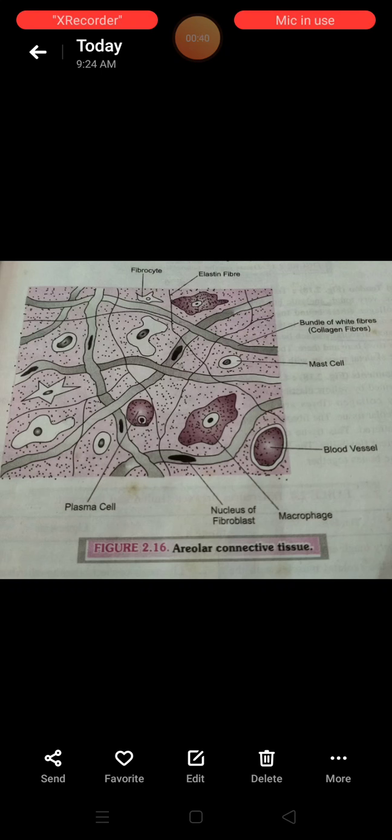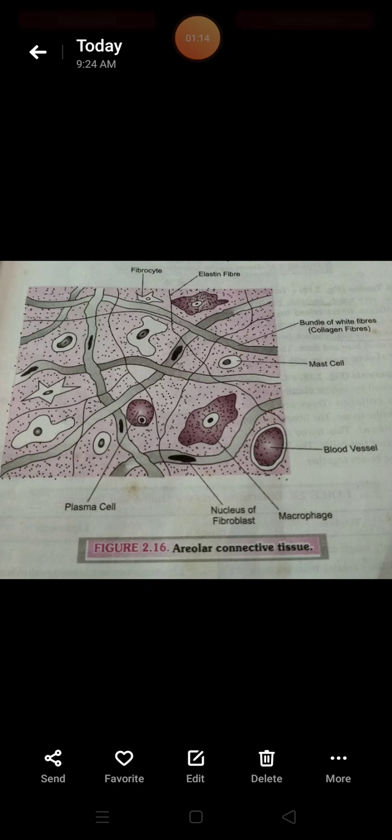White or collagen fibers and yellow fibers are distributed all over inside the matrix. Collagen fibers provide flexibility and strength, whereas elastic fibers provide elasticity. The cells of areolar tissue are also known as mast cells and fibrocytes.